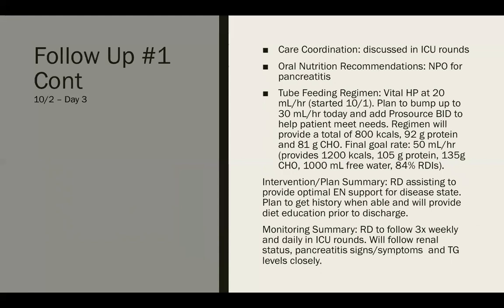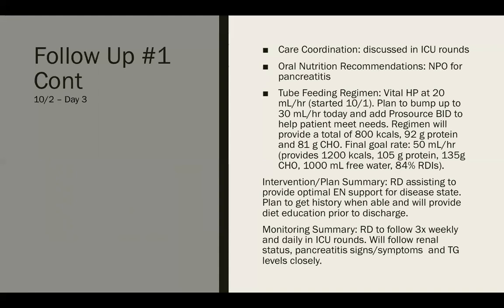All right, continued on to talk about this follow-up. We discussed this patient in ICU rounds. She is NPO for pancreatitis, and we are going to plan to bump up her tube feeding regimen. So right now it's at Vital High Protein 20 mils an hour. We're going to bump that up to 30 mils an hour today, as well as adding ProSource twice a day to help the patient meet needs.